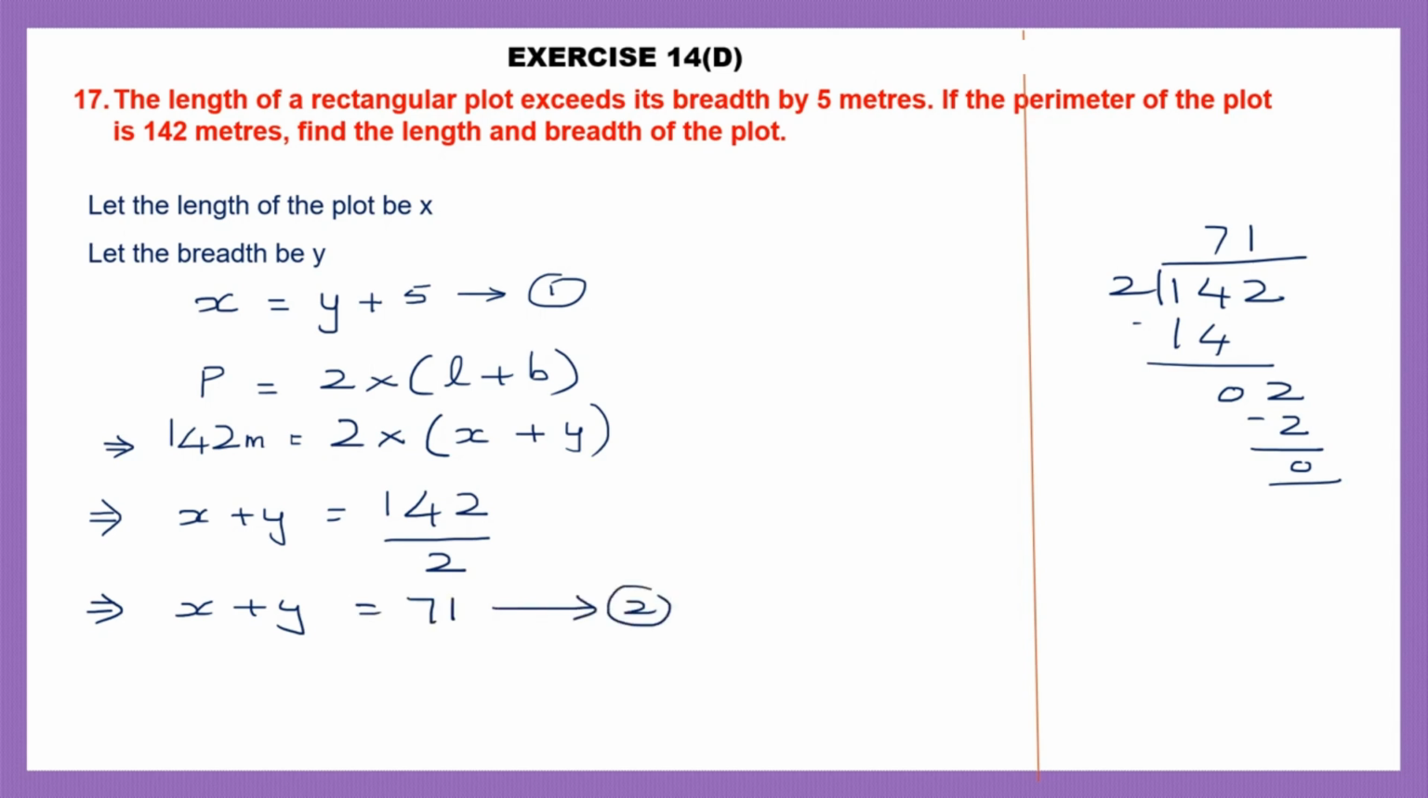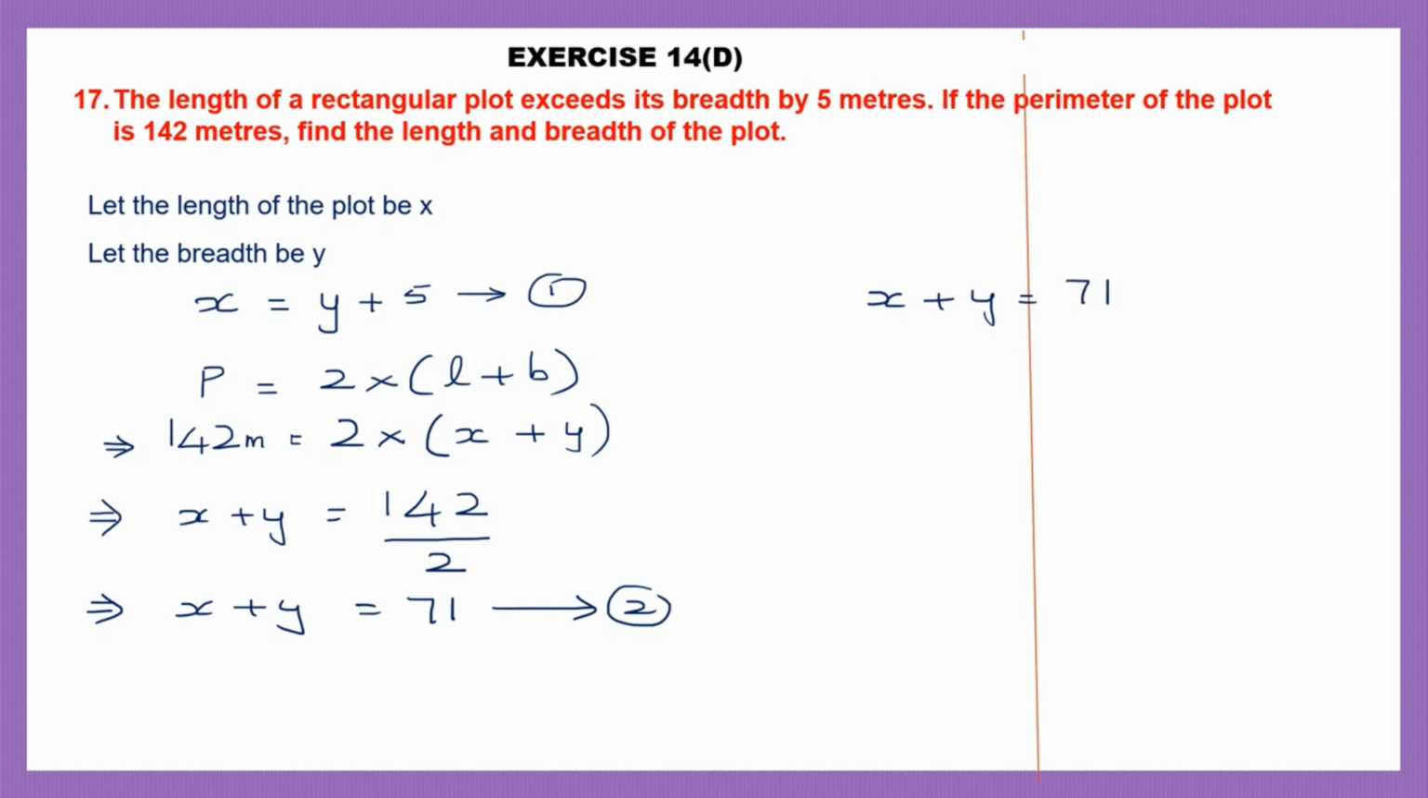So we have two equations now. This is our first equation and this is our second equation. What we're going to do is take the second equation and substitute the value of x in the second equation. So I'm taking the second equation which says x plus y is equal to 71. I've taken it from here and I've put it here.